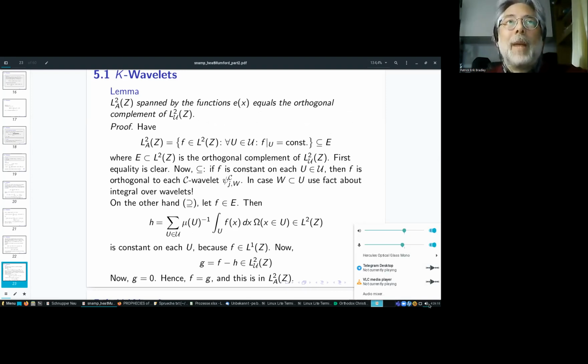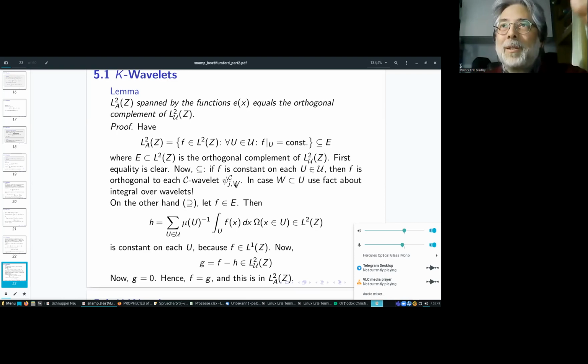Okay, that's this lemma. So the space spanned by those functions E of x coming from eigenvectors equals the orthogonal complement. First of all, this space is given by such functions, L2 functions, which are constant on each patch. And then you can show that this is inside the orthogonal complement, namely, you see that these are constant on each U, and then you integrate with a wavelet.